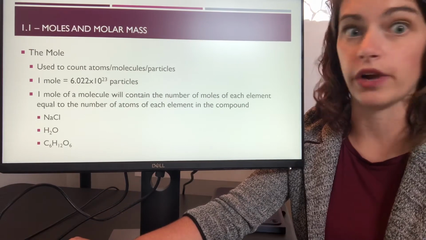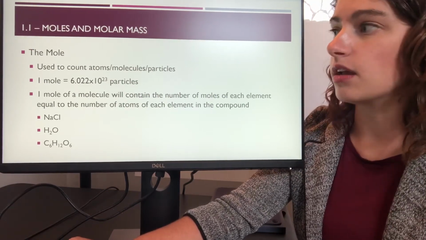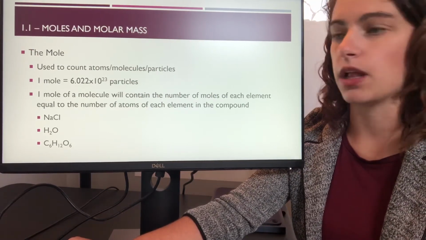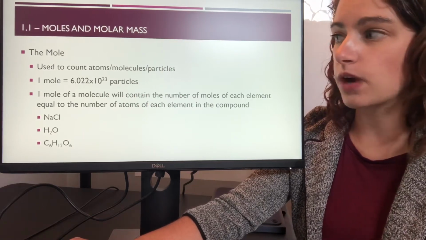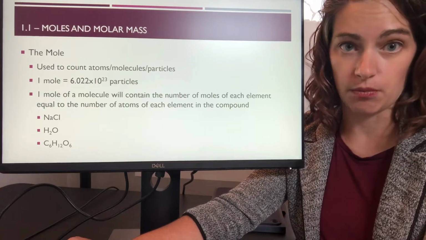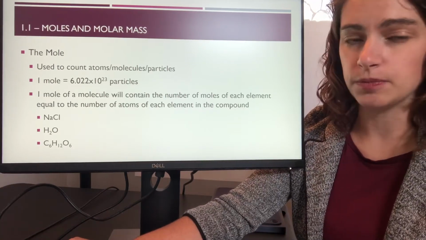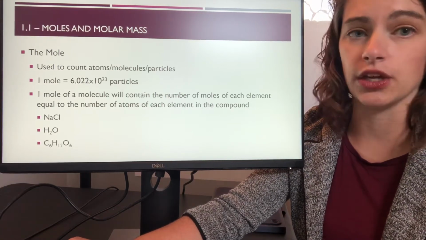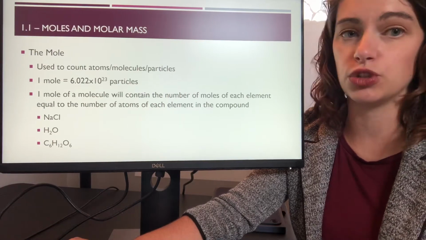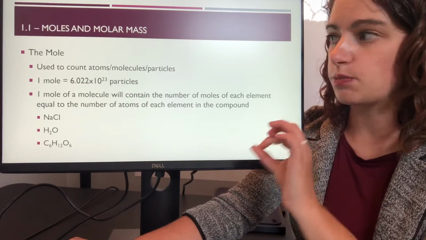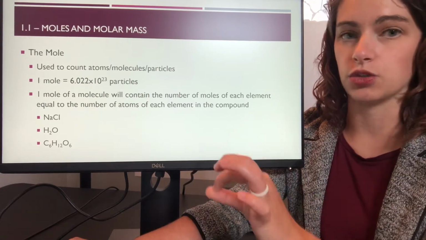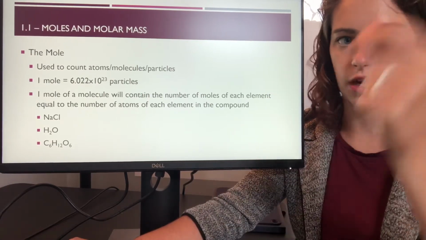So we have to review what a mole is. Moles are used to count atoms, molecules, particles, really, really tiny things. Because they are so incredibly small, we use a really big number. We use Avogadro's number, and the one that we use in AP chemistry is 6.022 times 10 to the 23rd. So 4 significant figures, 6.022 times 10 to the 23rd. That's a number you're just going to want to know.